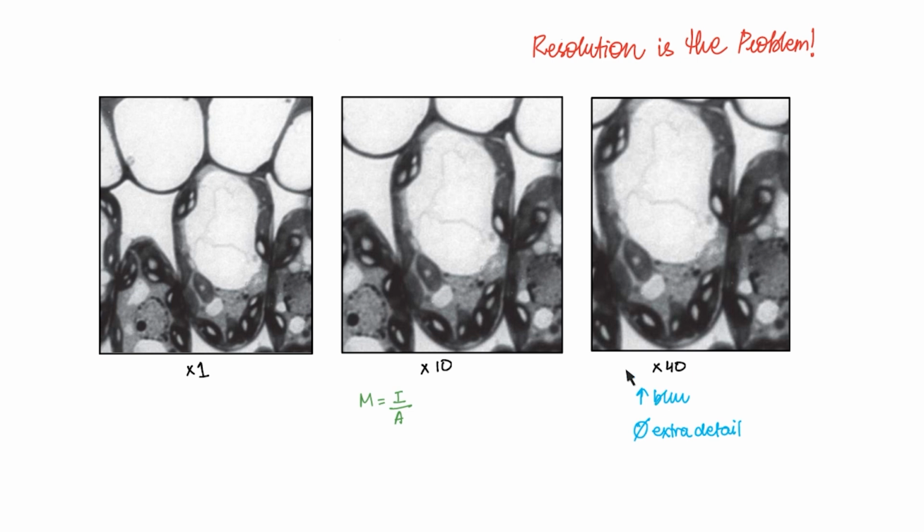And that's because within this image, we are magnifying beyond its maximum useful magnification, which corresponds to the best resolution. So for a light microscope, the best resolution a light microscope can have is 200 nanometers. And the maximum useful magnification for a light microscope corresponds to 1500 times. Any magnification beyond 1500 times will only result in blurring of the image and will not reveal more detail.